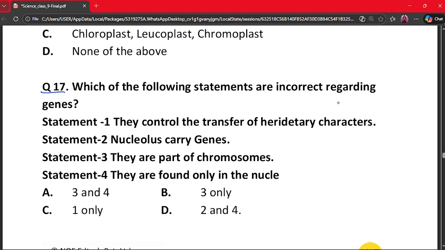Our next question is question 17. Which of the following statements are incorrect regarding genes? Statement 1. They control the transfer of hereditary characters. Statement 2. Nucleolus carries genes. Statement 3. They are part of chromosomes. Statement 4. They are found only in the nucleus. A says 3 and 4, B says 3 only, C says 1 only, and D says 2 and 4. So here genes control hereditary characters and are located on chromosomes, and they are not present in the nucleolus alone. So statements 2 and 4 are incorrect. So our correct answer is option D, 2 and 4.